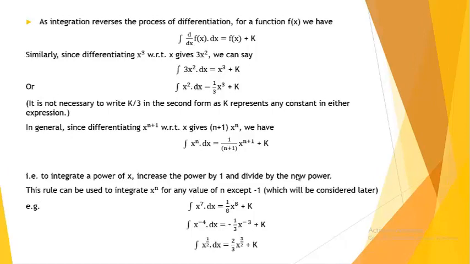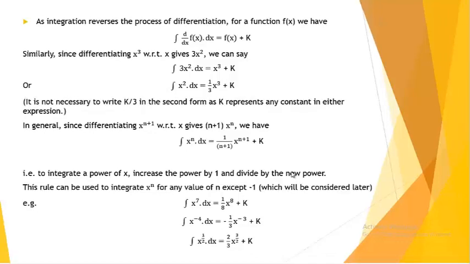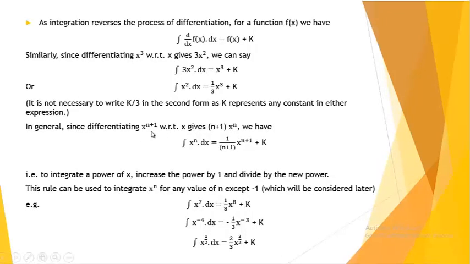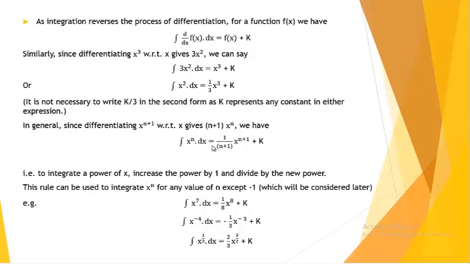In general, since differentiating x to the power n plus 1 with respect to x gives (n plus 1) x to the power n, the reverse process would be integration of (n plus 1) x to the power n, which would give us x to the power n plus 1 as the answer. So as a general equation, we can say the integral of x to the power n with respect to x equals 1 over (n plus 1) x to the power n plus 1, plus k.